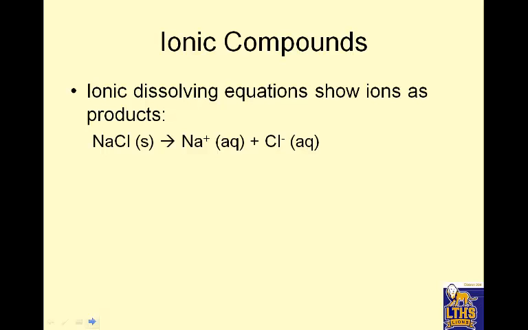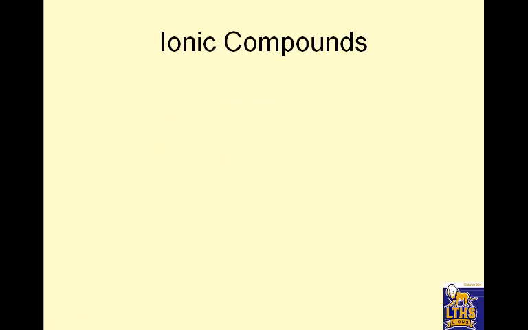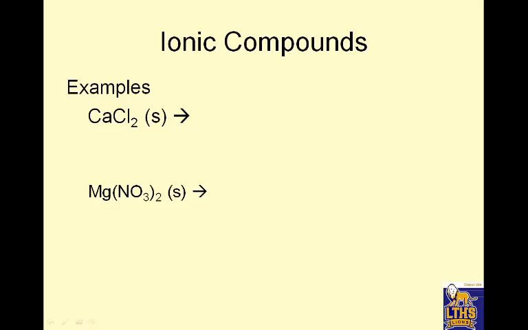Ionic dissolving equations show ions as products. So, examples. If I have calcium chloride, I have to go to the periodic table. Calcium's right here, so it's plus 2. Plus chloride. Chloride is right here, so it's minus 1. So now I have to balance these. Notice I have 2 chlorines over here, so I put 2 of them over there. That balances the charge. Plus 2, 2 minus 1s make it minus 2. That would be 0.